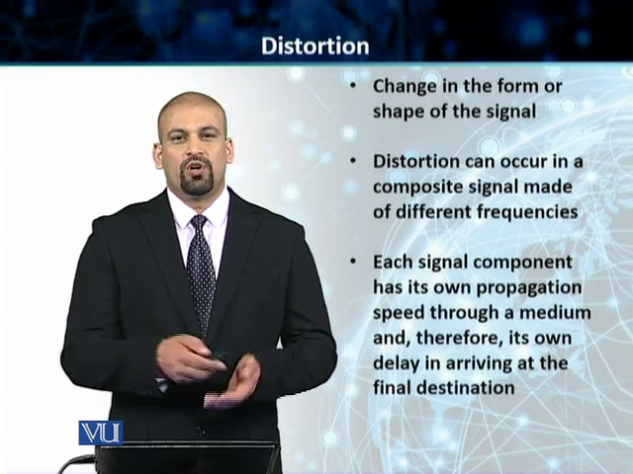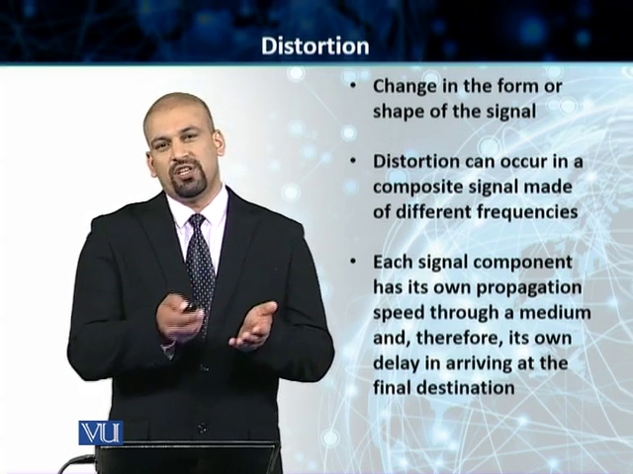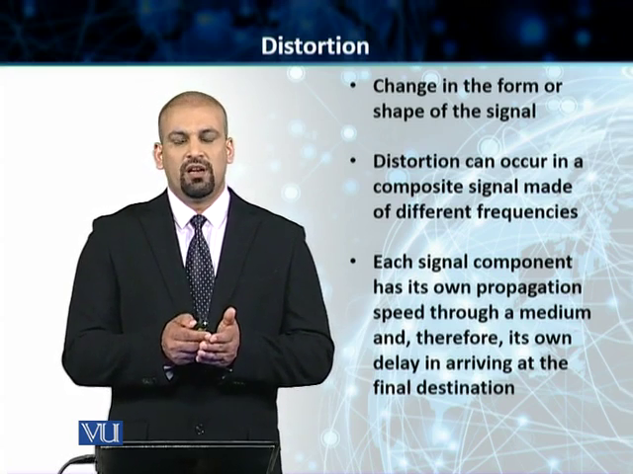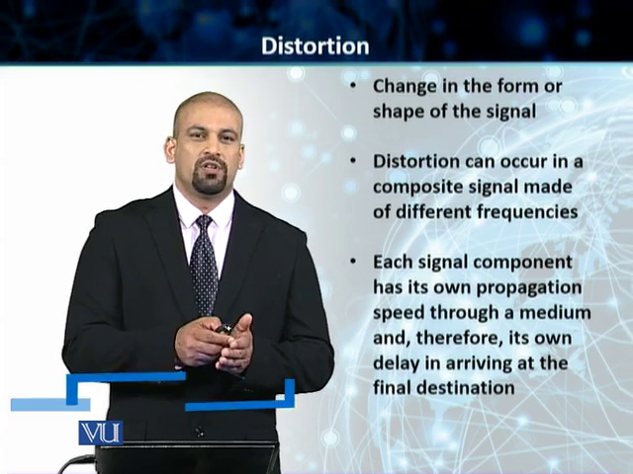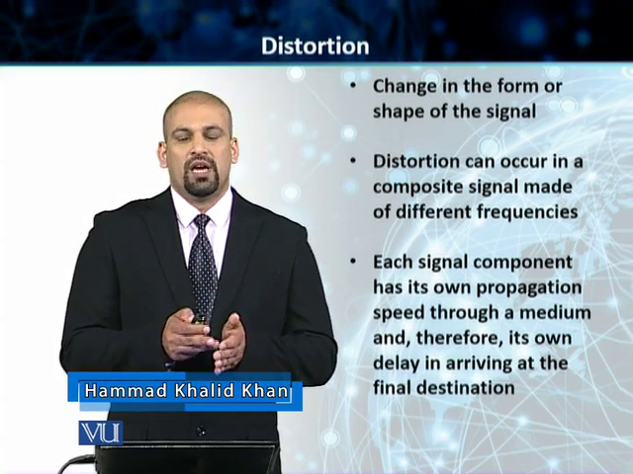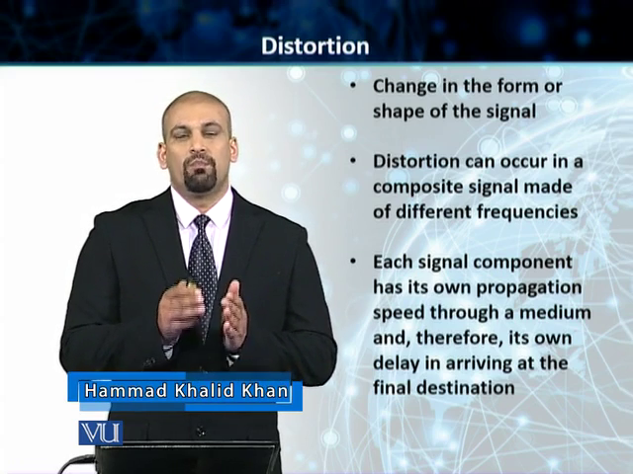So when the signal travels through a transmission medium, when it reaches point B or the destination, the shape or the form of that signal is not the same as what was transmitted. Students, distortion is very common in the composite signals which have got multiple frequencies.